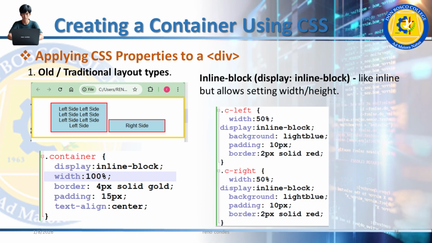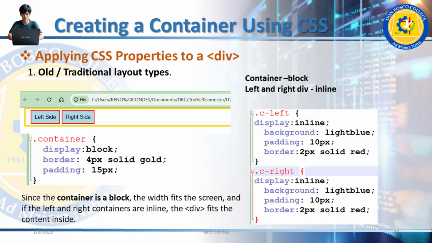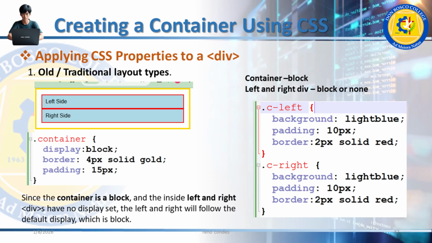An inline block element, display inline-block, behaves like an inline element but allows you to set its width and height. Observe my example. Since the container is a block element, its width fits the screen. If the left and right div elements are set to inline, each div only fits the content inside. In my next example, since the container is a block element and the inside left and right div elements have no display set, they will follow the default display, which is block.